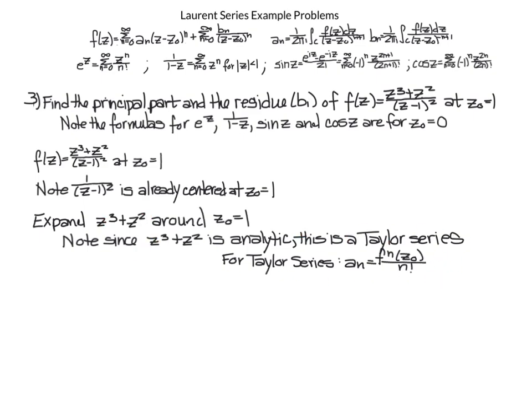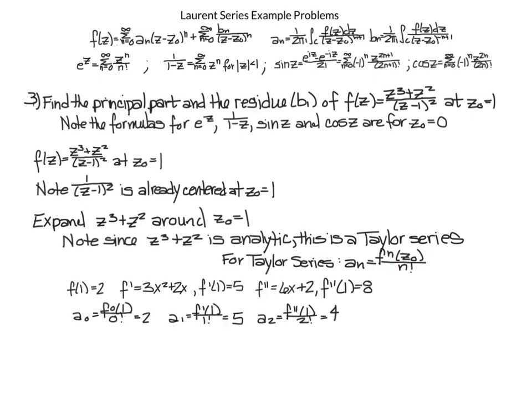Here I have the formula for the Taylor series coefficients. A sub n is equal to the nth derivative of f evaluated at z naught divided by n factorial. To use this formula, first we're going to evaluate f of 0, that is the function at z naught, where z naught is equal to 1. So the function evaluated at 1, z cubed plus z squared, is going to be equal to 2. The first derivative of f is 3z squared plus 2z, evaluated at 1 is equal to 5. The second derivative is 6z plus 2, evaluated at 1 is equal to 8.